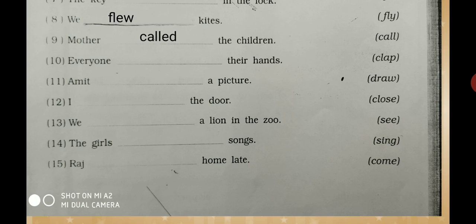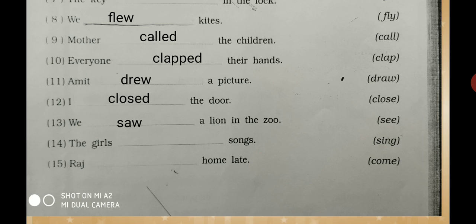Everyone dash their hands. What is there in the bracket? Clap. And what will be the past form of clap? Clapped. Amit dash a picture. What is there in a bracket? Draw. And the past form of draw is drew. I dash the door. What is there in a bracket? Close. And the answer would be closed. You have to pronounce it properly. Closed. We dash a lion in the zoo. What is there in a bracket? See. And the answer would be saw.